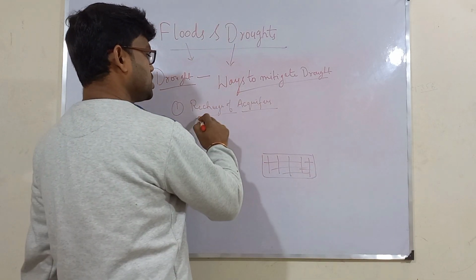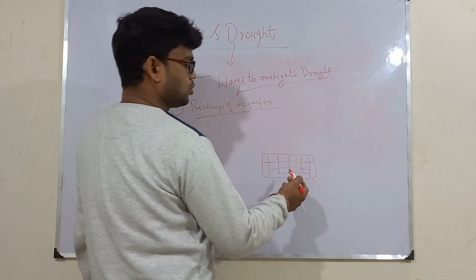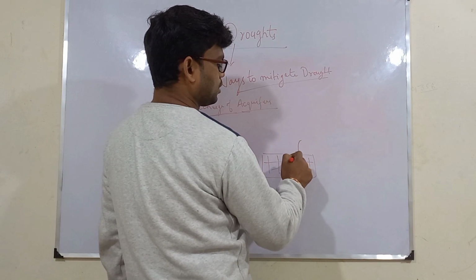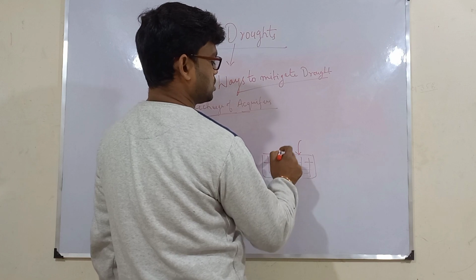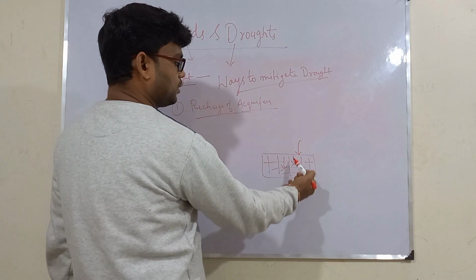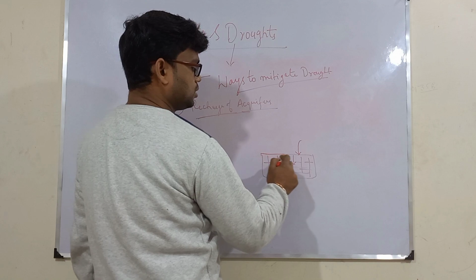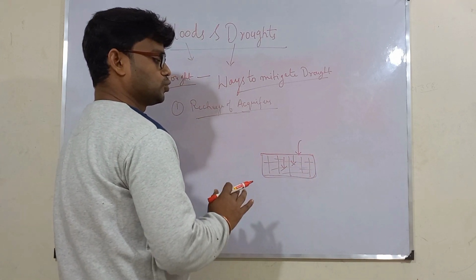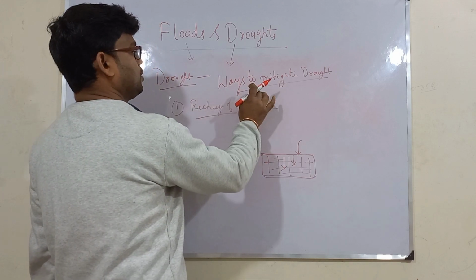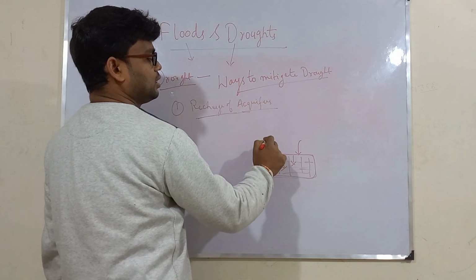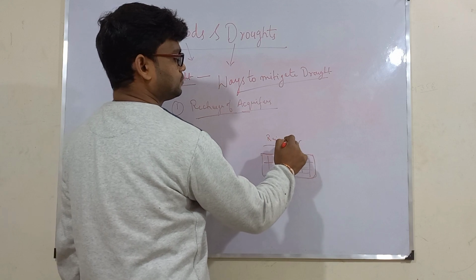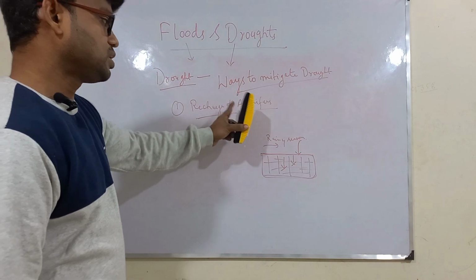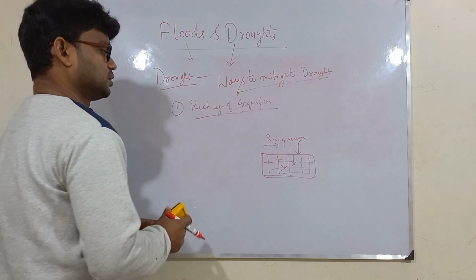Okay, now recharge of aquifers means to ensure the proper, natural movement of surface water within the earth crust, so that the aquifers get recharged naturally and the groundwater is maintained. And this generally can be done during the rainy season. So first way is recharge of aquifers.